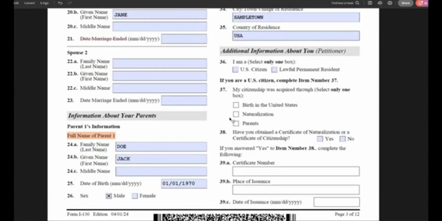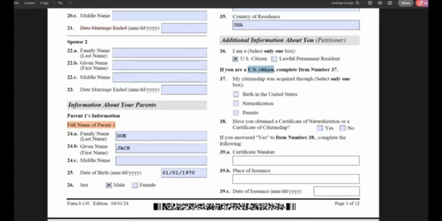Moving on. Provide the additional information about the petitioner, your status. Are you a citizen or permanent resident? If you are a U.S. citizen, you will be asked to indicate how you were able to obtain your citizenship: either by birth in the U.S., naturalization, or through parents. So in our case, let's say we were born in the U.S.